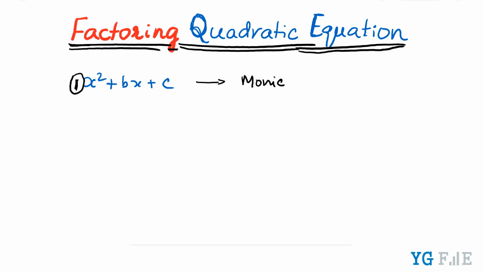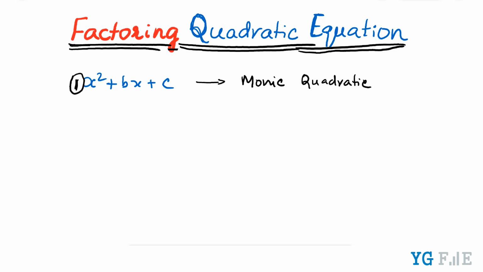Monic means the leading coefficient of an expression is 1. Leading means the term with the highest degree, here degree 2. If the highest degree is 3, then that will be the leading term. It won't be the first one unless the first term has the highest degree. So we call this a monic only when the leading coefficient of the highest degree term is 1. So this is called a monic quadratic.